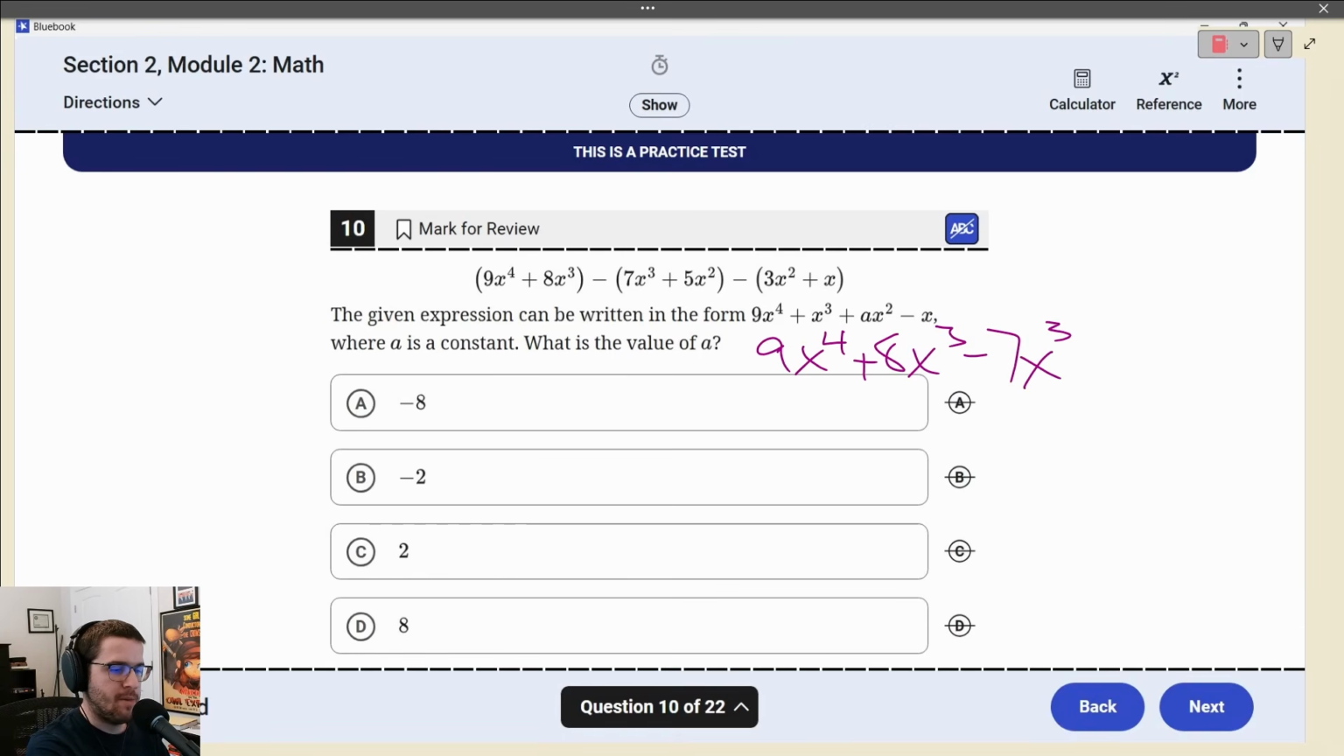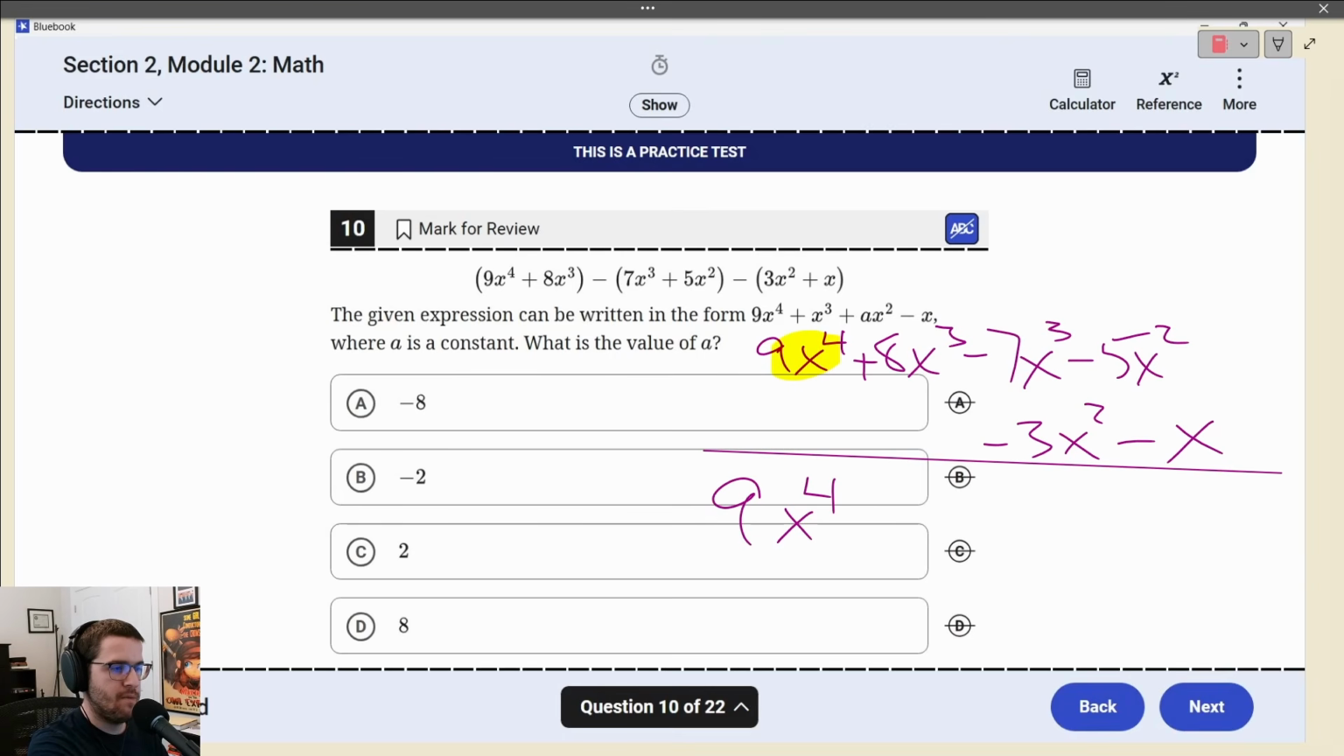And then we got minus times positive 5, that's minus 5x squared. Minus times positive 3, minus 3x squared. And then minus times positive x, that's minus x. Just change the sign of those guys at the end there. And now we can combine the like terms. Fortunately, the 9x to the 4th, there's no other x to the 4th, so he's good. Now let's look at the x cubes.